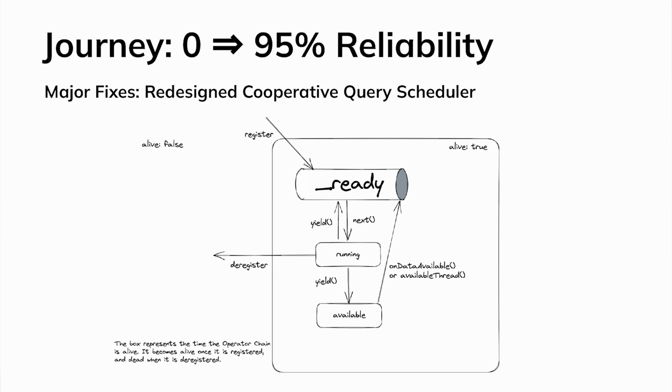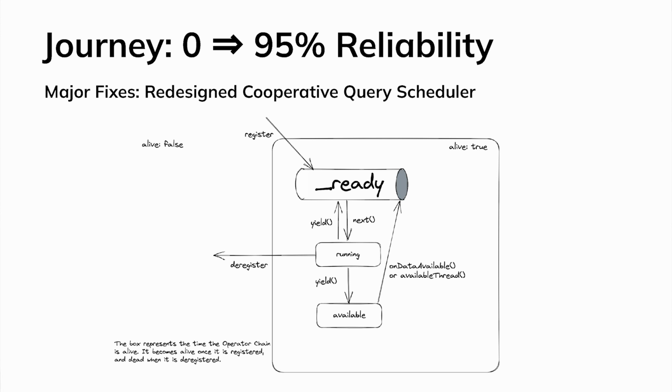They should yield the resources and let the other chains which are ready take over and get scheduled. So that's what the cooperative query scheduler is. We have a state to indicate that an operator chain is available to run, but doesn't have anything to run, which is the available state. The ready state is that you can just start running the operator chain right now. And the running state is when the operator chain is running and occupying a thread and consuming CPU resources and actually doing some work.